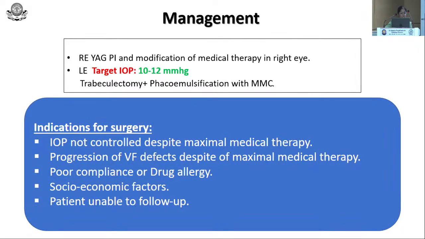So there are a few indications for the surgery. In our case, it is IOP not controlled despite maximum medical therapy, and there are a few more indications: progression of visual field despite maximum medical therapy, poor compliance or drug allergy, socioeconomic factors, patient unable to follow up.